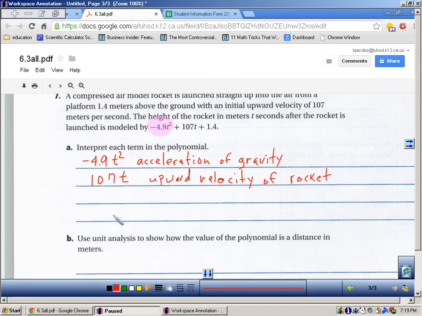And then the last number is the position of the rocket on the launch pad, right? So it was launched on a pad that was 1.4 meters off the ground, okay?